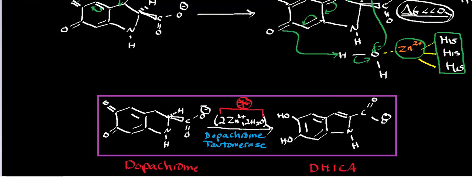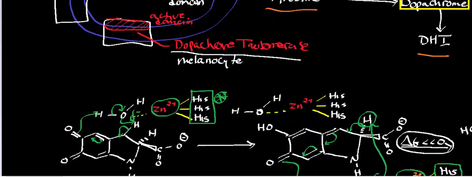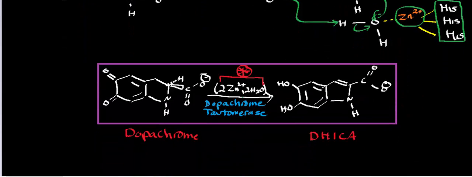And I just want to have you bear in mind, hopefully the mechanism makes sense, but this is occurring in the melanocyte lumen, although the catalytically active domain is facing the lumen, the actual enzyme Dopachrome Tautomerase is embedded as a type 1 protein inside the melanocyte membrane. Okay, so hopefully this gave you a little bit of intuition on how we go from dopachrome to dihydroxyindyl carboxylic acid. In the next video, we're actually going to go over the regulation of melanin synthesis.